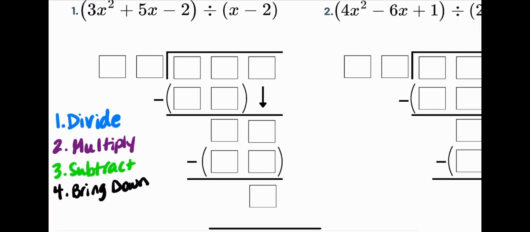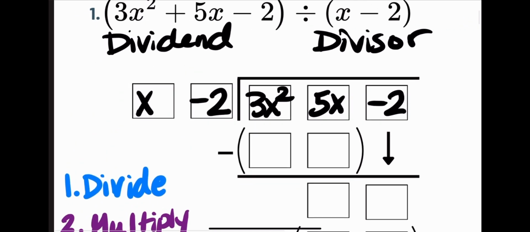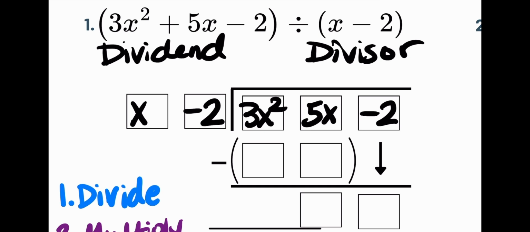Okay, so first you need to make sure that you write the divisor on the outside. The divisor is what you are dividing by. And on the inside, you're going to write the dividend. The dividend is what is being divided by the divisor. So that's the first step, is to make sure that you have set up the problem correctly. Divisor on the outside, dividend on the inside.